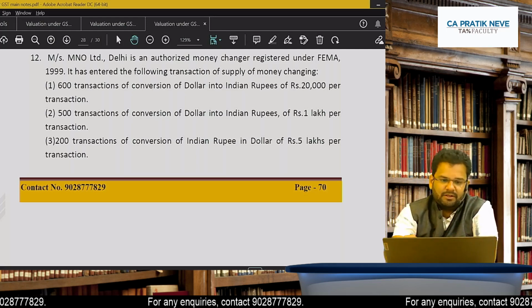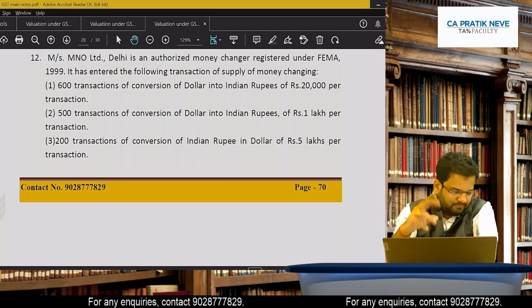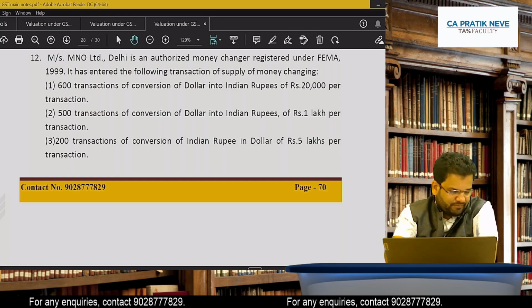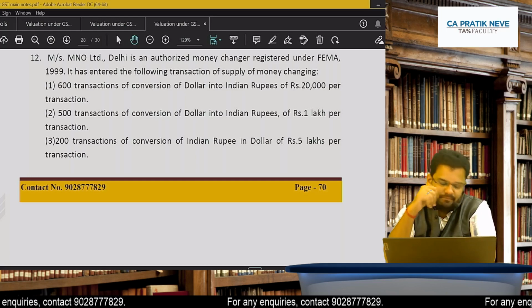54,500 into 100. You got it? It is 54 lakh 50,000. Agreed? Wonderful.